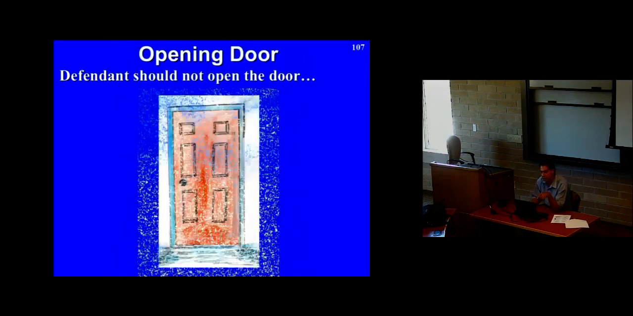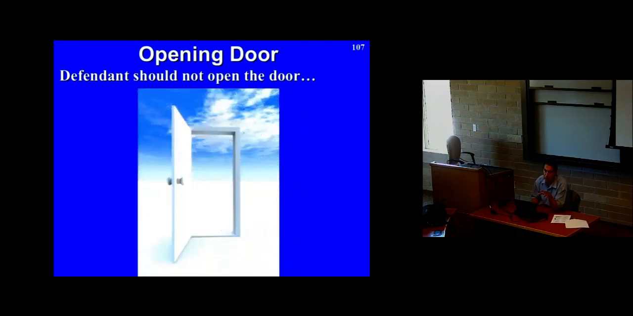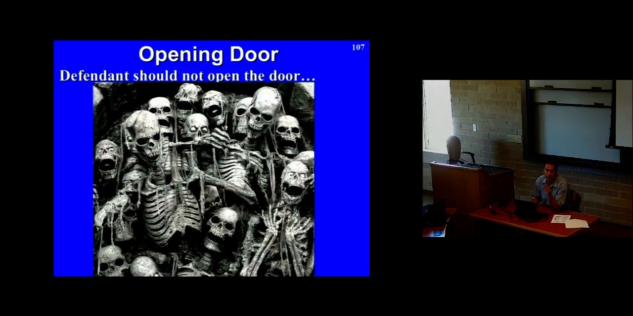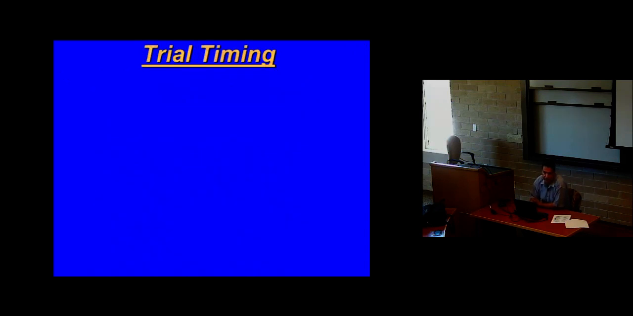The defendant should not open the door this way if they have skeletons in their closet. If there's negative character evidence against them, this is the incentive not to open the door. So be careful what you ask for. Yes, you're putting on a character witness that is saying good things about you, but that just gives the prosecution the opportunity now to come and put on bad character about the defendant.